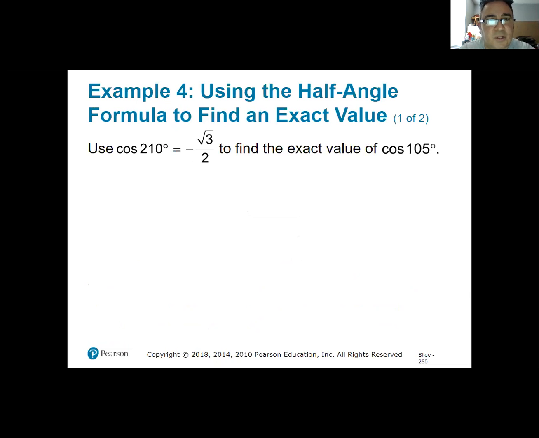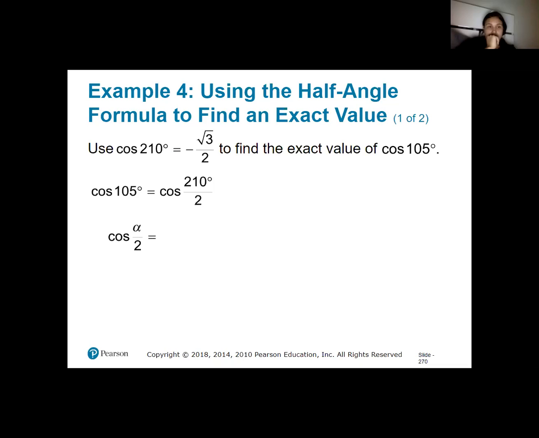Here's your problem. It says use cosine of 210 degrees, which equals negative square root of 3 over 2, to find the exact value of the cosine of 105 degrees. So how do we do this? Well, 105 is what part of 210? Half of it, right? So cosine of 105 is the same thing as saying cosine of 210 over 2, right? So that means we can use our half angle formula for cosine.